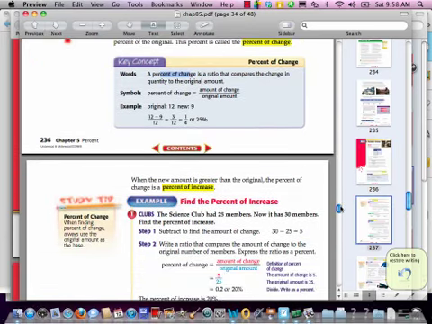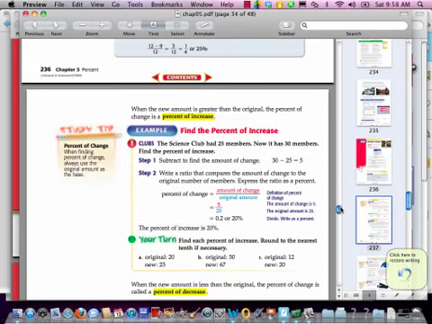All right, so the question in this first one says, when the new amount is greater than the original, the percent of change is a percent increase. So if it goes up, we have a percent increase. Later on we'll talk about a percent decrease, where it actually goes down. But let's take a look at this first example.